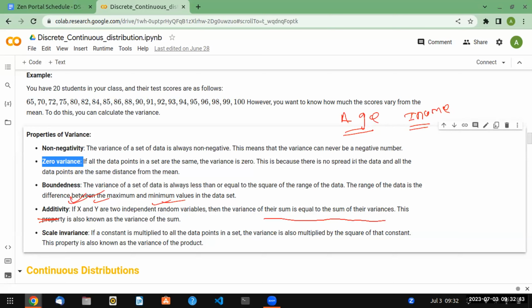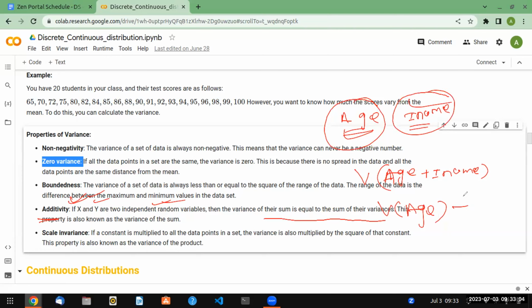What does that mean? Variance of these two data together, age plus income. If I want to calculate this data variance plus this data variance, that means what? You calculate the variance of the age column, then you calculate the variance of the income column, then you add them. This will be the variance of age and income, both, if you want to calculate for both of them. Additivity.